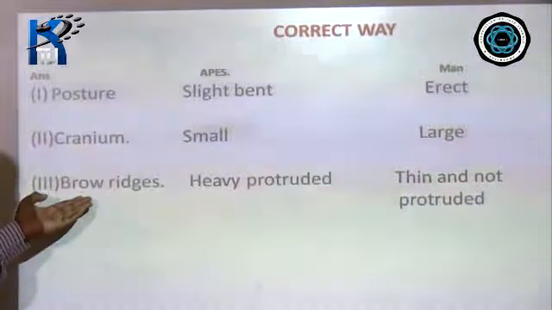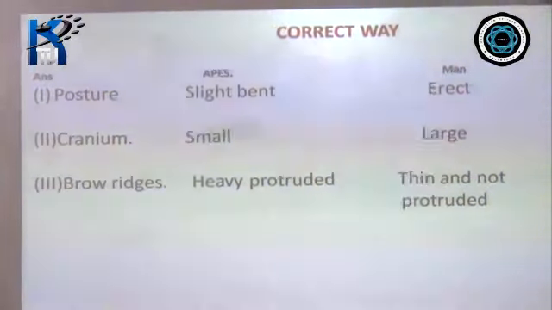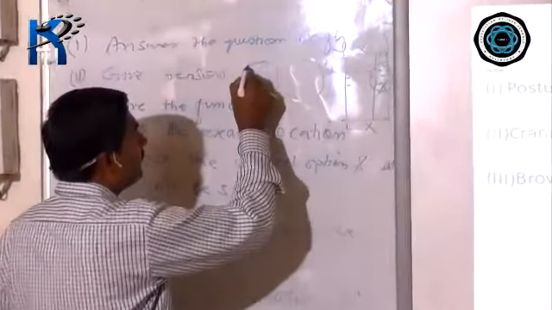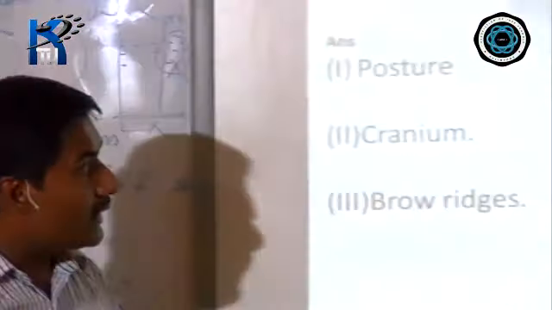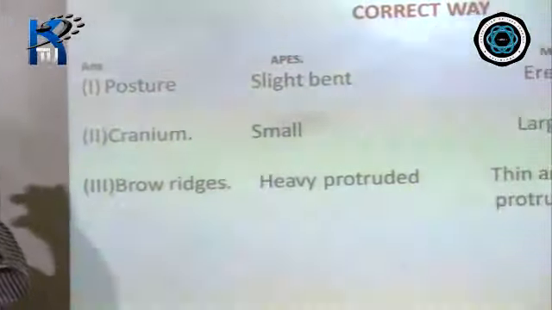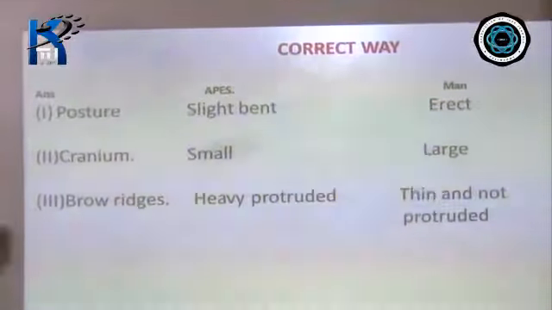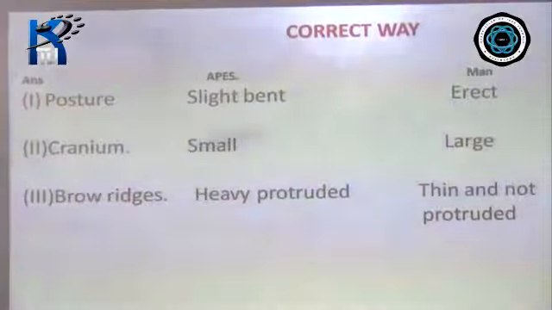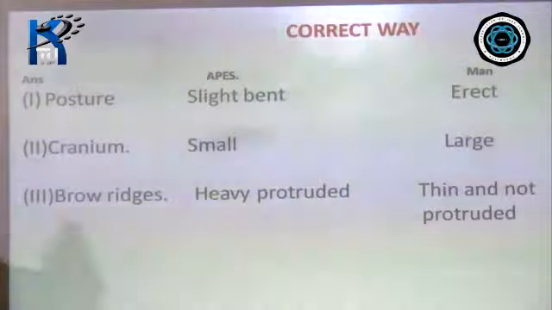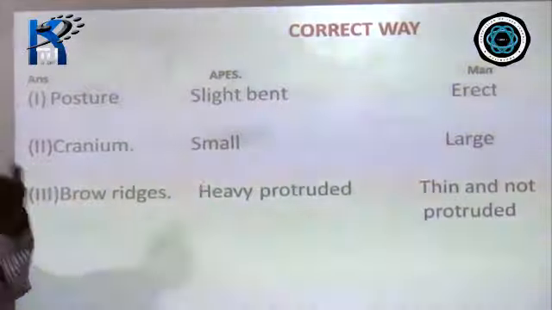Then brow ridges means this part, brow ridges. Heavy and protruded: in apes it is heavy and thick, and protruded means it is exposed, more or less coming forward. Whereas in man this part is thin and not protruded, means it is not bulging forward, whereas in the apes you will find that it is very much bulging forward.